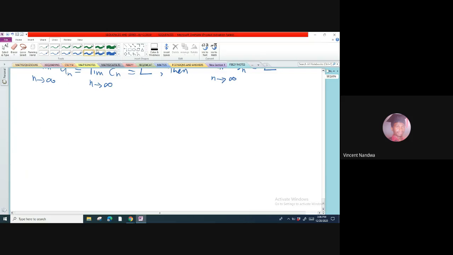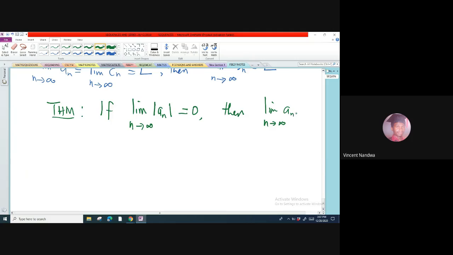So just laying the ground, and then a theorem. If the limit as n approaches infinity of the absolute value of the sequence a_n equals zero, then the limit as n approaches infinity of a_n must also be zero.